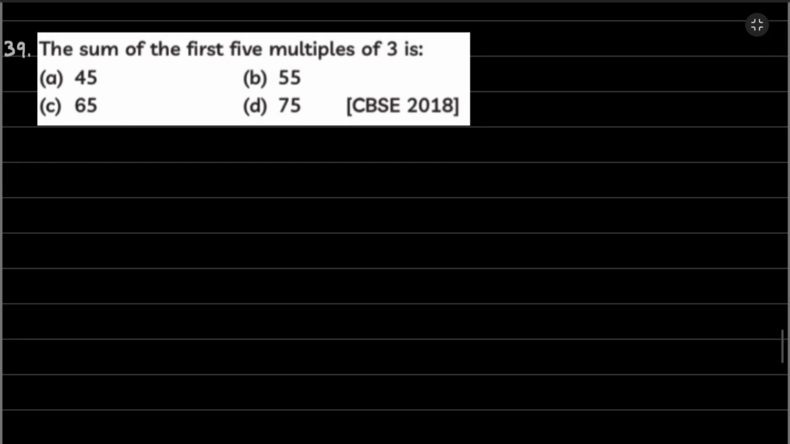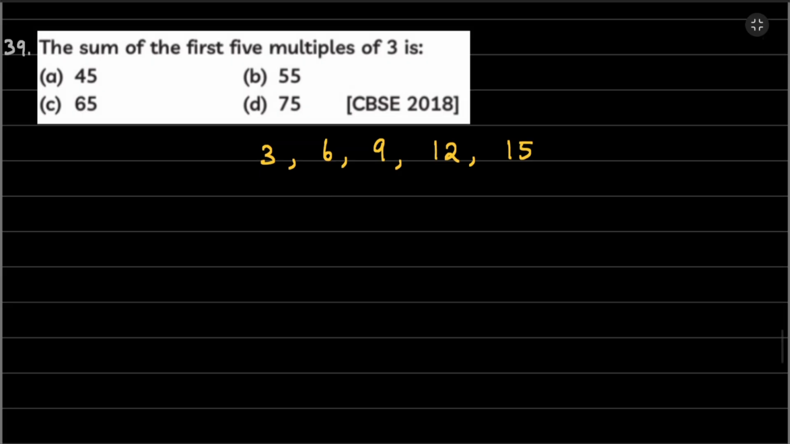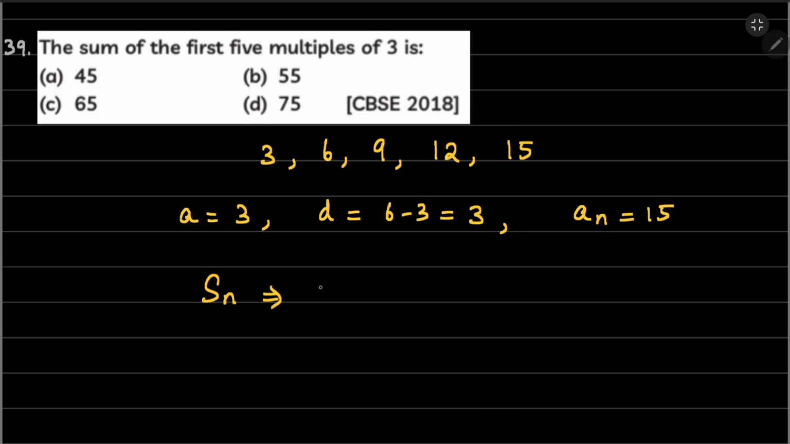The sum of the first 5 multiples of 3. First 5 multiples of 3. So what are the first few multiples of 3? Can we write the first 3 ones are 3, 3 twos are 6, 3 threes are 9, 3 fours are 12 and 3 fives are 15. The question is asking you for the sum of these 5 multiples of 3. So what is your A? A is 3. What is your D? D is 6 minus 3, which is 3. And your last term is also known. AN is nothing but 15. So it's very easy to calculate SN formula or S5.